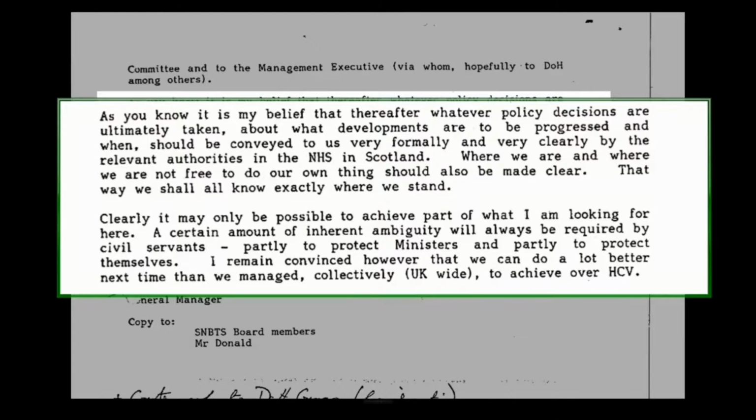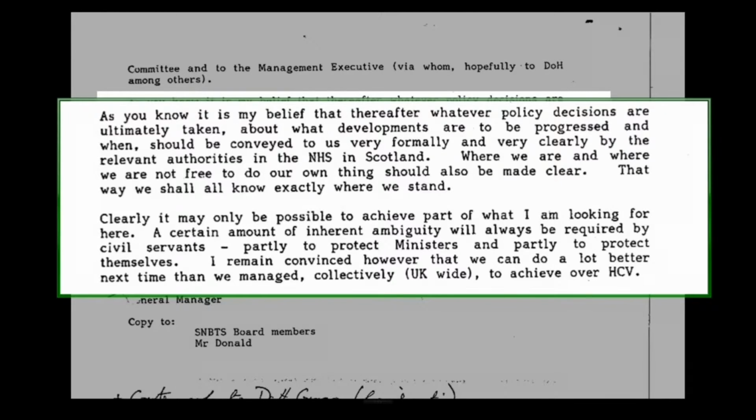Clearly, it may only be possible to achieve part of what I'm looking for here. A certain amount of inherent ambiguity will always be required by civil servants, partly to protect ministers and partly to protect themselves. I remain convinced, however, that we can do a lot better next time than we manage collectively UK-wide to achieve over HCV.